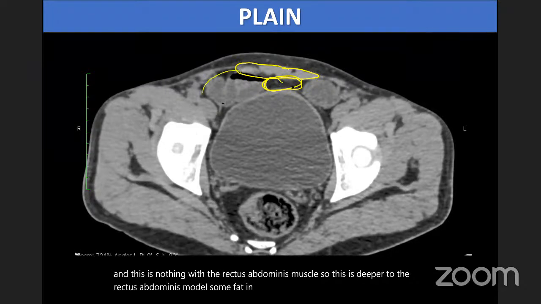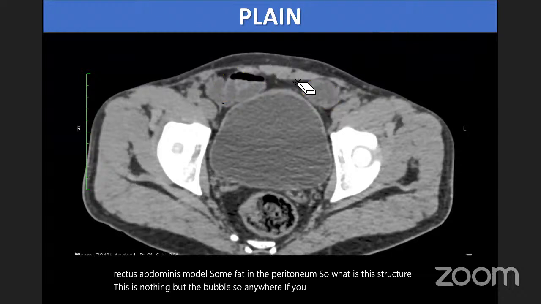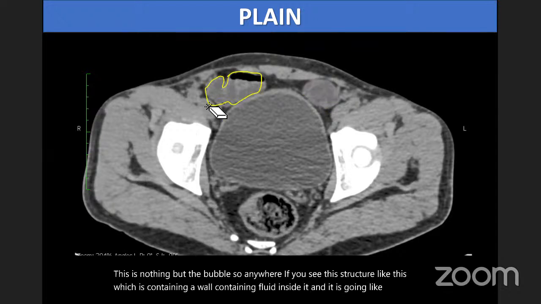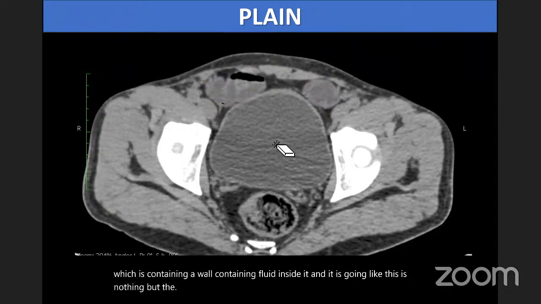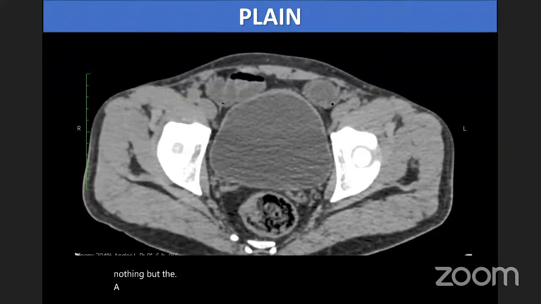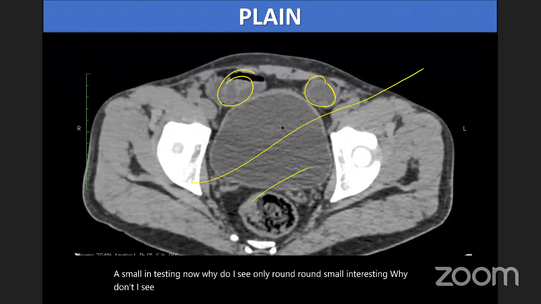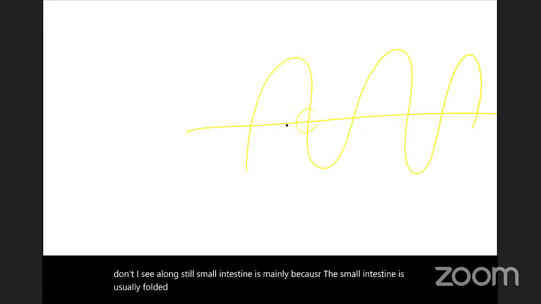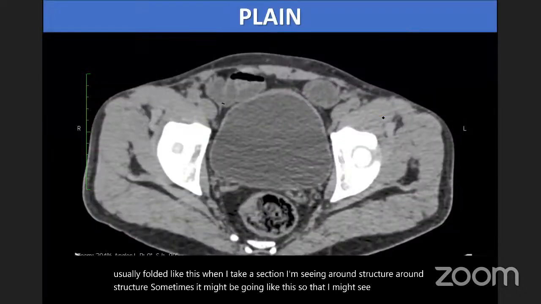So what is this structure? This is nothing but the bowel. Anywhere you see a structure like this, which has a wall and contains fluid inside it and is going like this, this is the small intestine. Now, why do I see only a round small intestine? Why don't I see a long small intestine? It's mainly because the small intestine is usually folded like this. When I take a section, I see a round structure here. Sometimes it might be going like this, so that time I might see some linear structure. So that's about the plain CT.